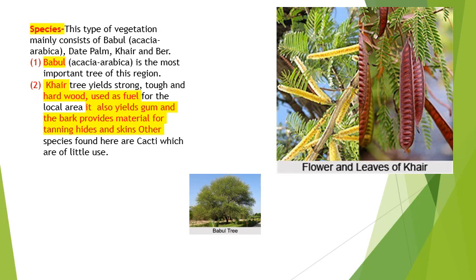Now let us see the important trees of this area. Babool or acacia, which is the most important tree of this region. Khair, it yields strong, tough and hardwood. So it is used as fuel, and it also gives gum, and the bark provides material for tanning hides and skins. So other species found over here are a variety of cacti. Here in this slide you can see the picture of khair and you can see the picture of the babool tree.